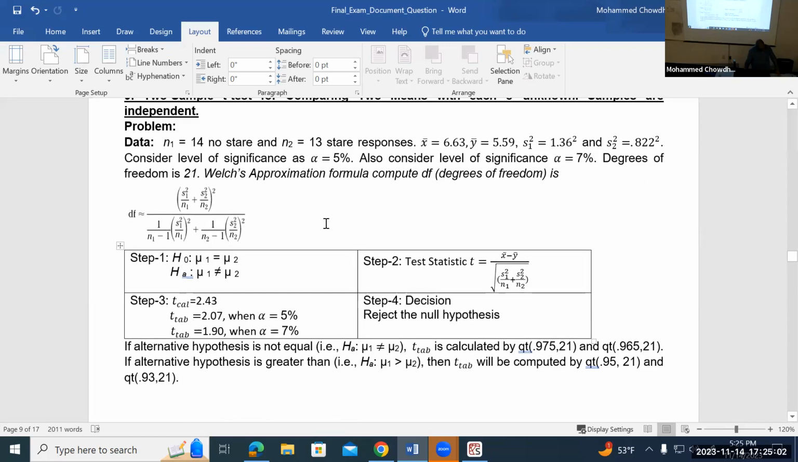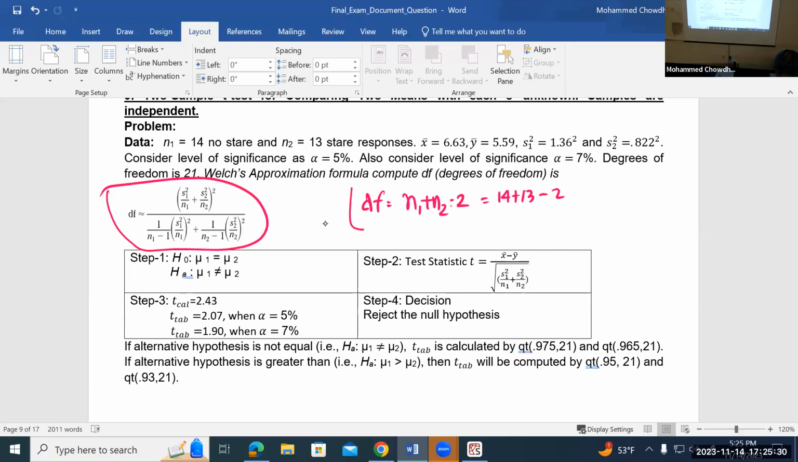Degrees of freedom equal to 21. So how is degrees of freedom 21 computed? For two samples, N1 plus N2 minus 2 is known as the degrees of freedom, which is 14 plus 13 minus 2. No, this is the formula for the degrees of freedom for another problem, not for this one, okay? So if these values are plugged in there, you end up with 21 degrees of freedom.